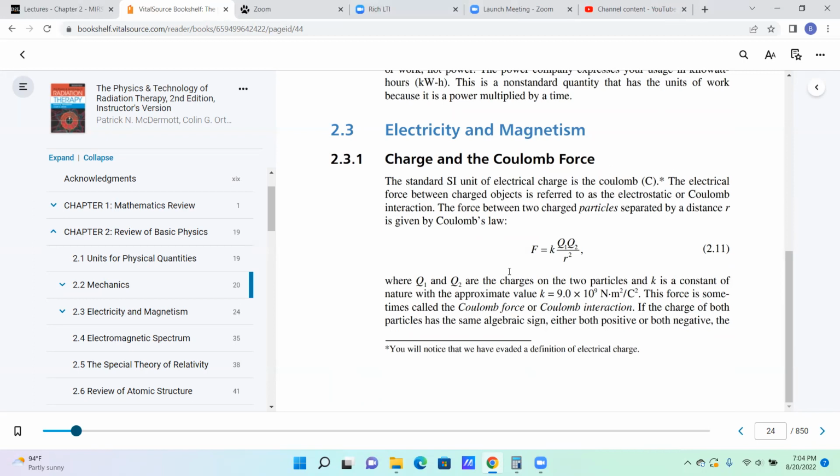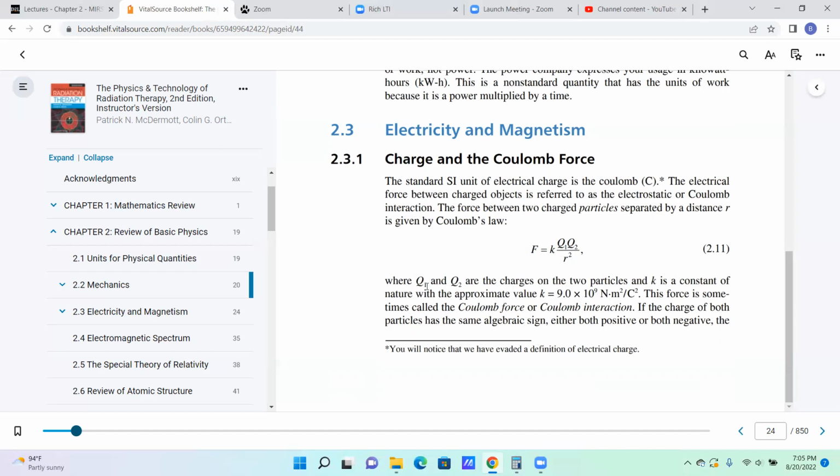Well, we're going to start here with charge, static charge in this case. The standard SI unit of electrical charge is going to be the coulomb. And the electrical force between charged objects is going to be referred to as electrostatic or Coulomb interaction. So the force between two charged particles separated by a certain distance is given by Coulomb's law.